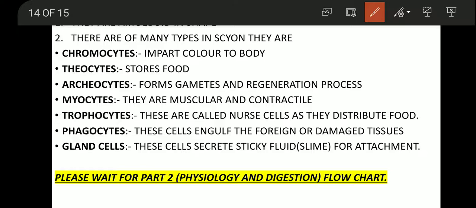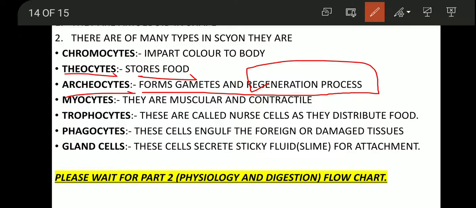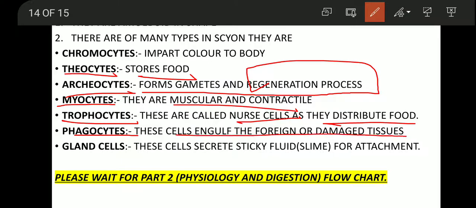The function of thecocytes is to store food. The function of archaeocytes is the formation of gametes and the regeneration process. What is the function of myocytes? We said it earlier, they are muscular. Trophocytes are called nurse cells as they distribute the food. Phagocytes engulf foreign substances. And gland cells help in sticky fluid secretion.